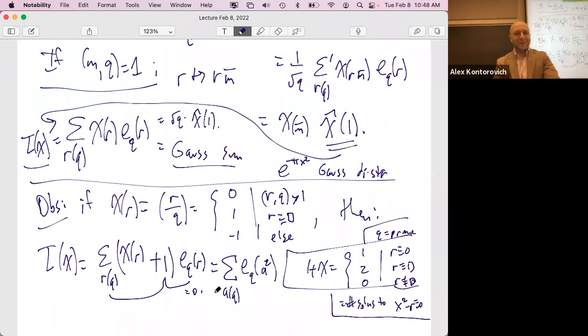If a is equal to 0, we get 1 contribution. Anytime r was a square, you'll get 2 values. You'll get a and negative a, which will both contribute. And if it wasn't a square, well, then it never occurs.